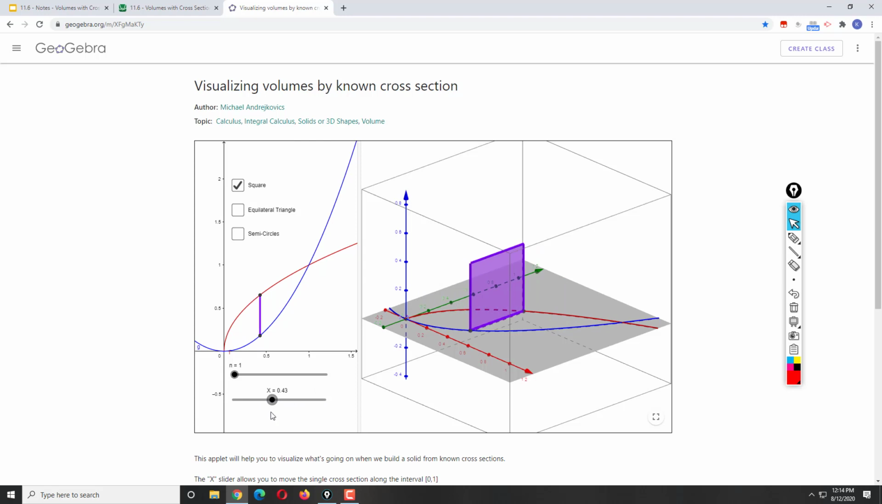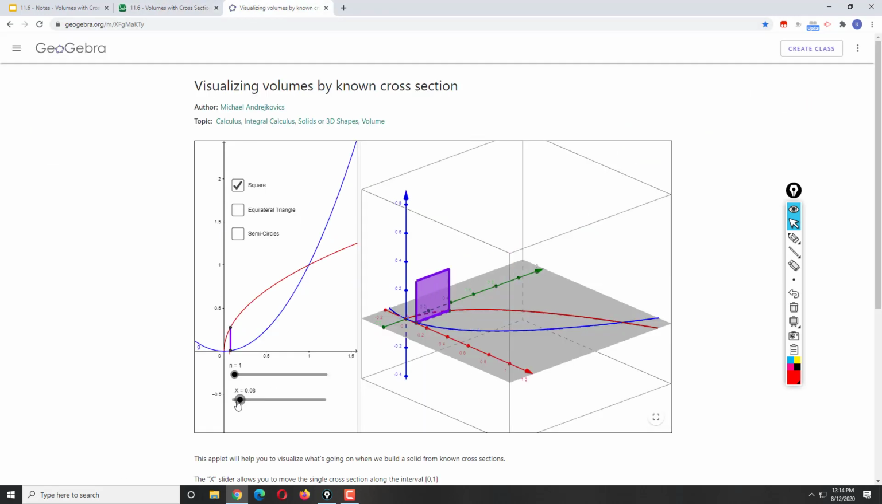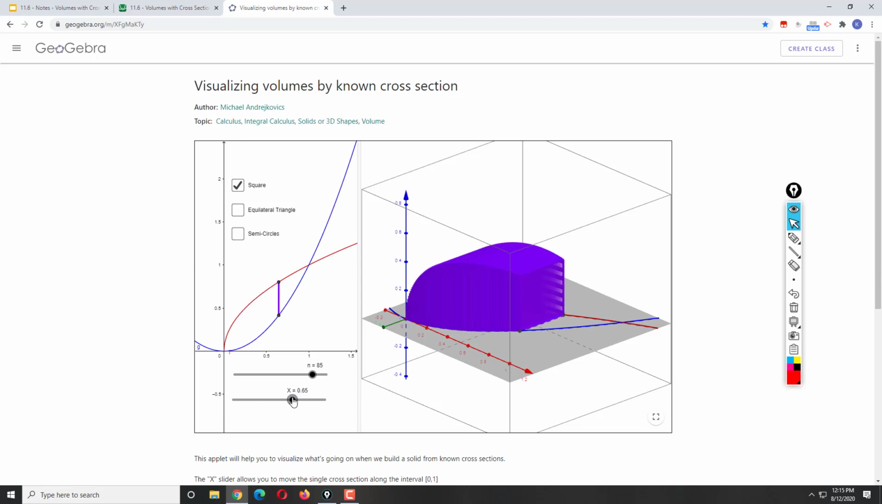And we see that as f of x minus g of x increases, the cross-section is getting larger and larger because the side length is getting larger and larger. And as f of x minus g of x decreases, the cross-section gets smaller and smaller. And these are always squares. Well, when we do that and we add up all the cross-sections, we get a solid that looks like this.